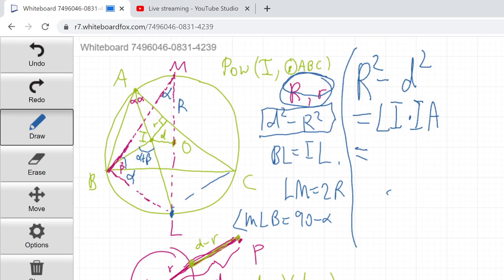If the point's on the inside, shouldn't R squared minus D squared equal negative LI times IA? No, D squared minus R squared equals negative LI times IA. Aren't we just trying to find D in terms of R? So powers of D plus R times R minus D.